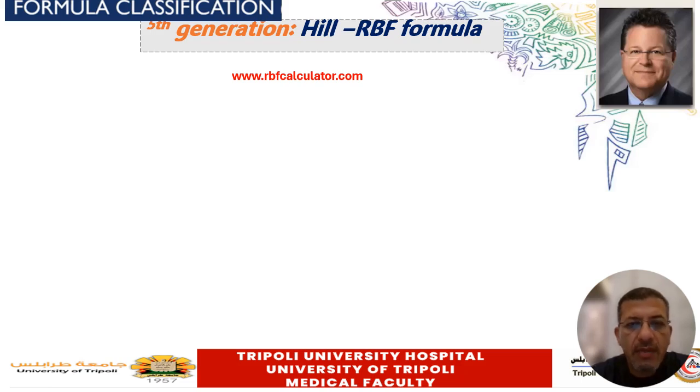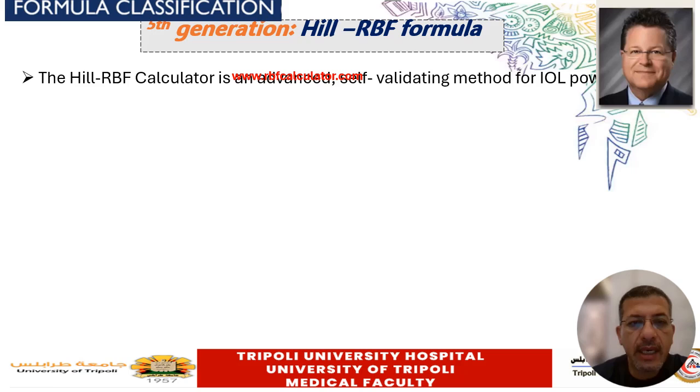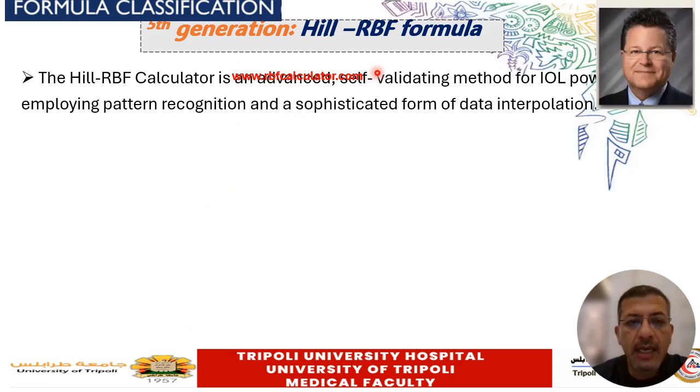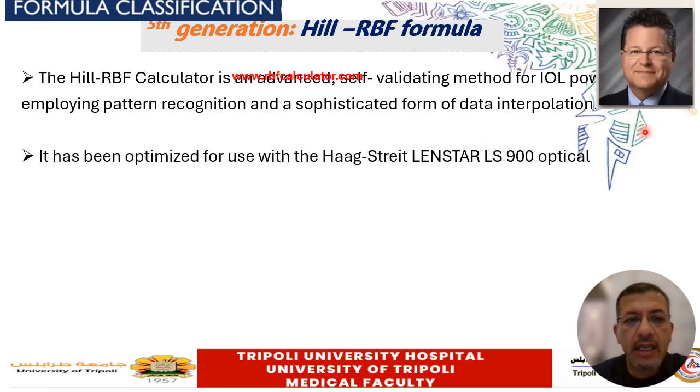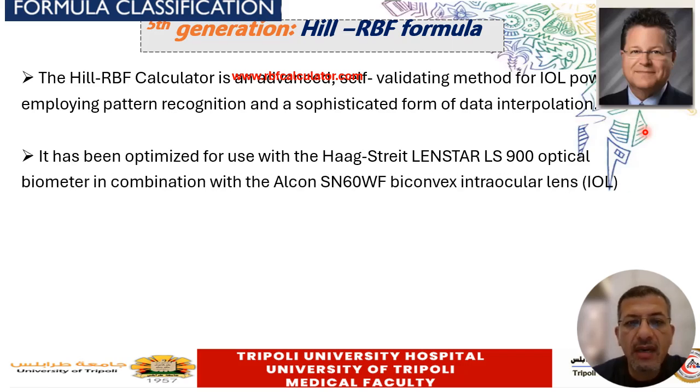Now, the first formula in the fifth generation that utilizes artificial intelligence is the Hill-RBF formula, which is an online calculator with a website. You can see this is the website you can go through. It was invented by Dr. Warren Hill. Initially it was version 1, then improved to version 2, and now version 3 is available, which shows a high degree of predictability compared to the initial versions.